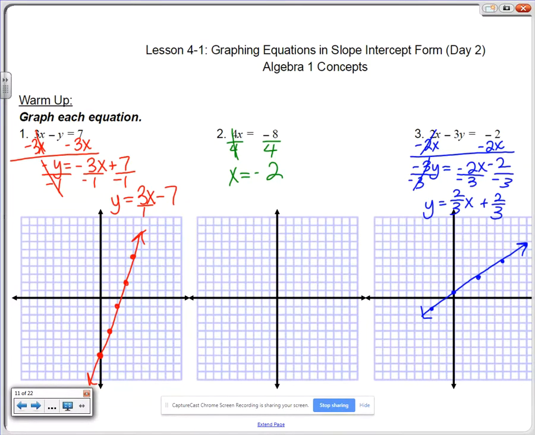Vertical. Go to where x is -2. Where is x -2? Right here. And I'm going to draw that line vertical. Those are the easy ones. Super easy. If you know what you're looking at.